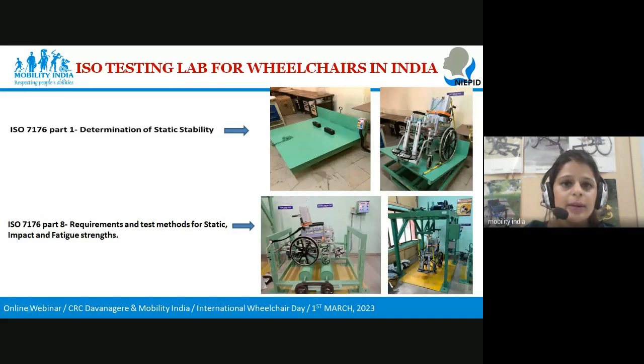At Mobility India, we also have a wheelchair testing lab, which is used to check the stability and the quality of the wheelchair before prescribing it to the wheelchair user. So the quality of the wheelchair will be checked here.